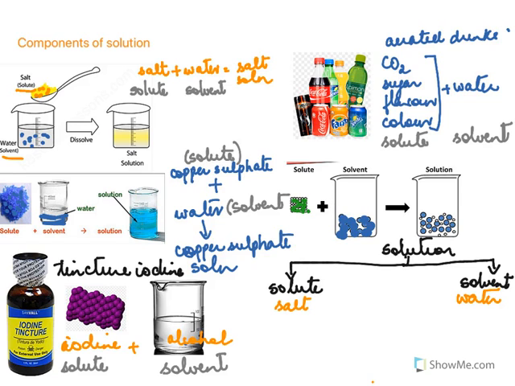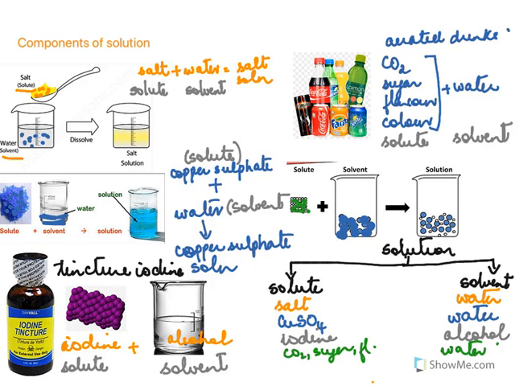For the next case we have copper sulphate. In that case, copper sulphate crystals were the solute, water was the solvent. When we went to tincture of iodine, iodine was the solute and alcohol was the solvent. Then we went to aerated drinks, and in aerated drinks the solute was made up of a lot of things, like carbon dioxide, sugar, and flavors, all mixed in water.